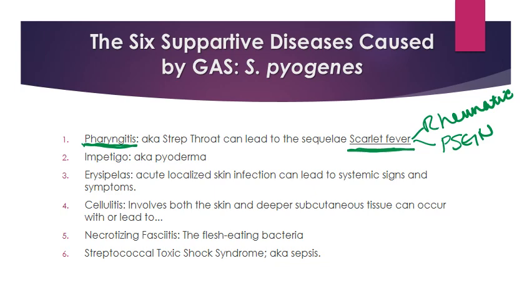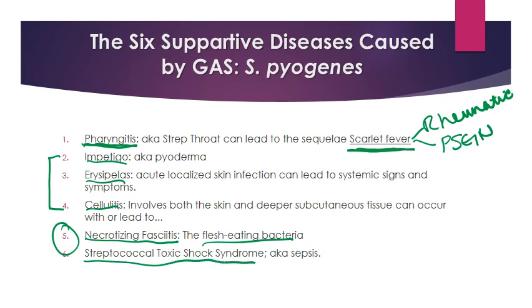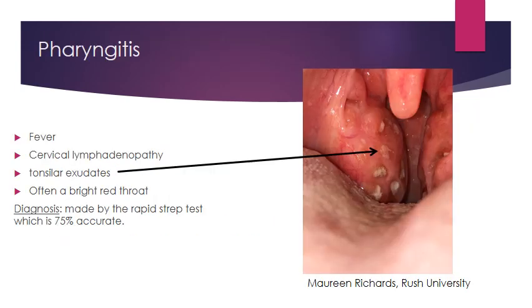The next 3 are basically different forms of skin infections: impetigo, erysipelas, and cellulitis. 5 and 6 are our most severe forms of disease caused by group A strep, and they are necrotizing fasciitis, i.e. the flesh-eating bacteria, and streptococcal toxic shock syndrome. And if you've already studied staphylococci and learned a little bit about toxic shock syndrome, you know that this one is no walk in the park. So let's start with pharyngitis.